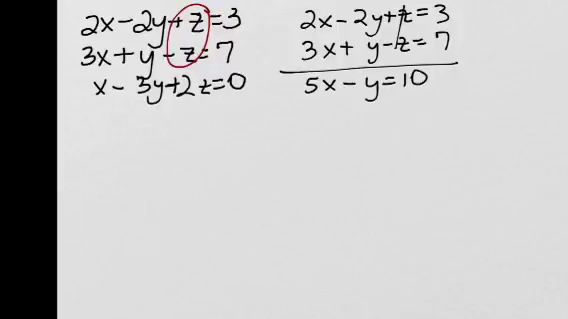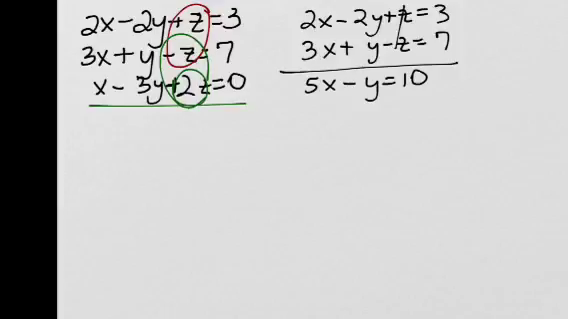I have an xy equation. I need another xy equation to solve for x and y. So the next thing I notice is that this equation, this third one, has not been used. I need to cancel out the same variable, z, and I can most easily do that with the second equation that has a negative z.